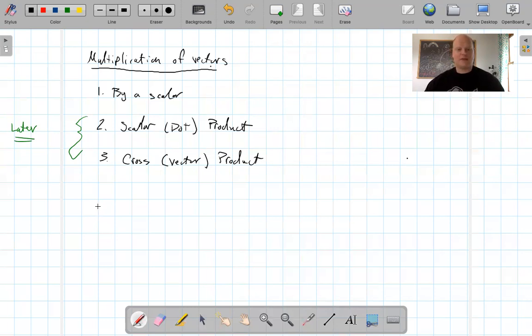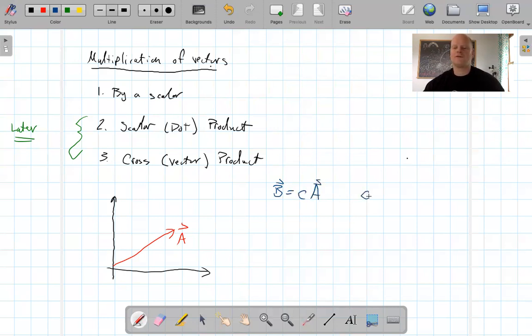Let's say that we have some sort of vector A. So let me draw my coordinate system here. Here's my coordinate system, and then here is my vector A. What I want to do is create a new vector from that. Let's call it vector B, where vector B is going to be some constant C times A, where C is a real number. So C is inside of the real numbers.